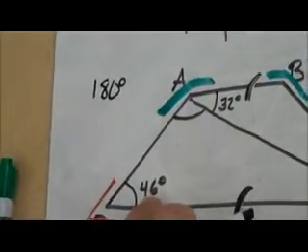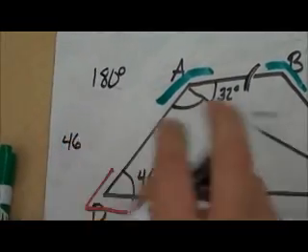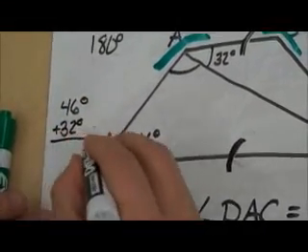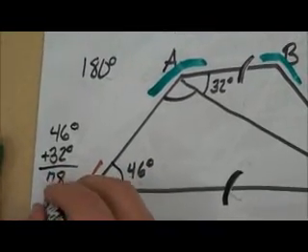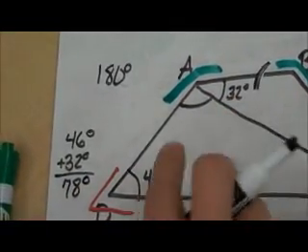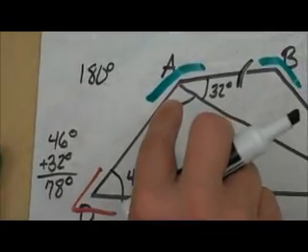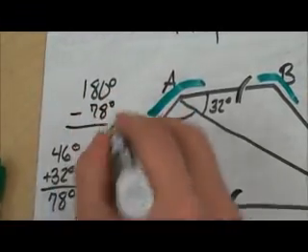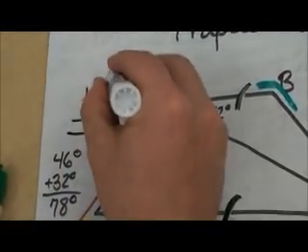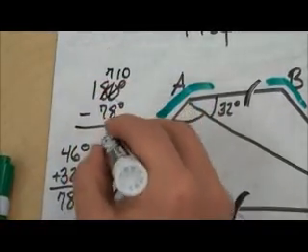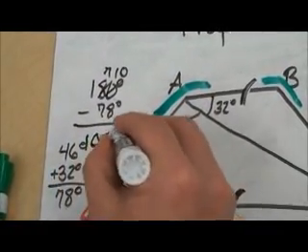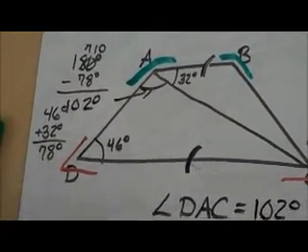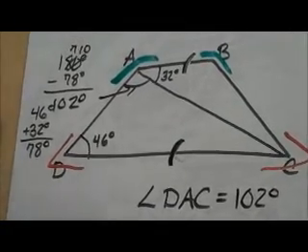And so far I have 46. And I also have 32. And if I add those together, I should get a grand total of 78 degrees. Now I need to find the last part, angle A. So I'm going to subtract out the 78 degrees, and I'm going to be left with 102 degrees for angle A, or angle DCA, or DAC.